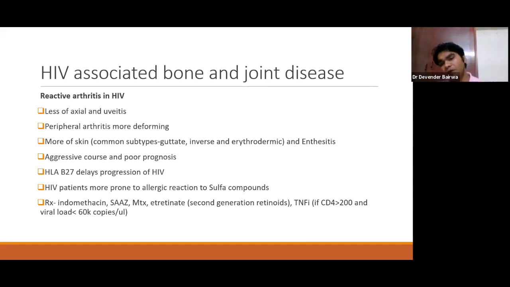Now, this is the important point. We know that patients are already immunosuppressed, but if a patient with HIV is on ART therapy with controlled disease and no infection, and if the CD4 count is more than 200 and the viral load is less than 60,000 copies, then these patients can be given biological agents cautiously. So it is not that HIV is an absolute contraindication for biologicals.